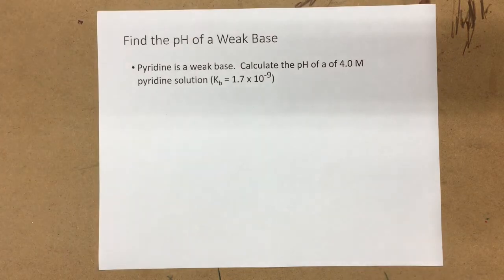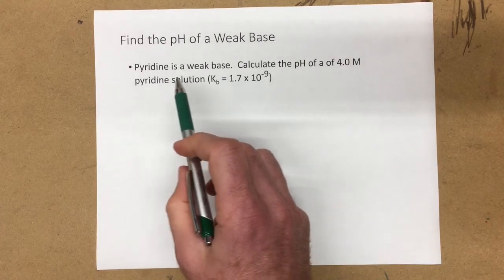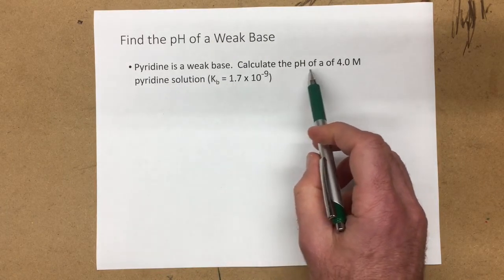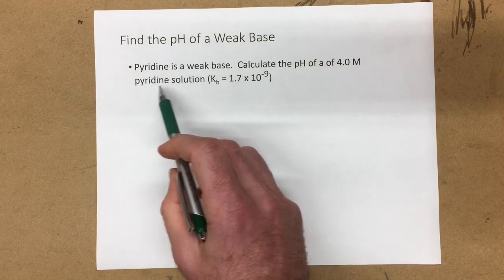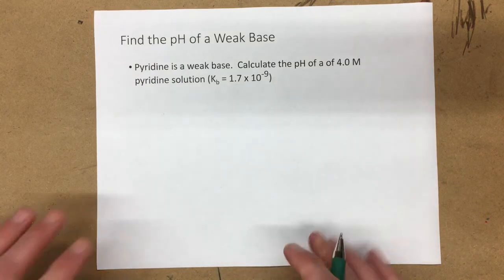So let's try it out on a problem like this where we need to find the pH of a weak base. Pyridine is a weak base. Calculate the pH of a 4 molar pyridine solution. Kb is 1.7 times 10 to the negative 9.